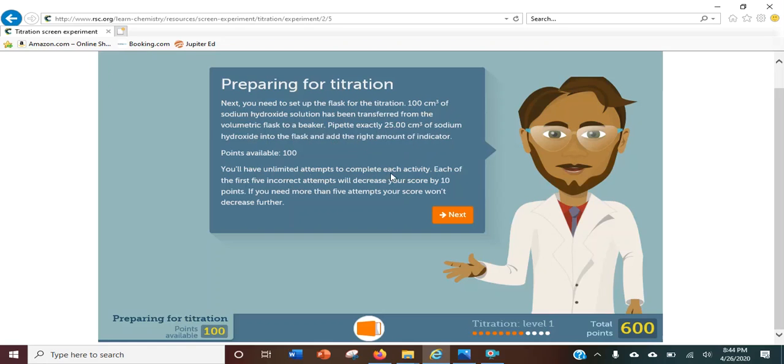So you have unlimited attempts to complete each activity. The first 5 incorrect attempts would decrease your score by 10 points. So again, the lowest you can get is 50 points for this section.